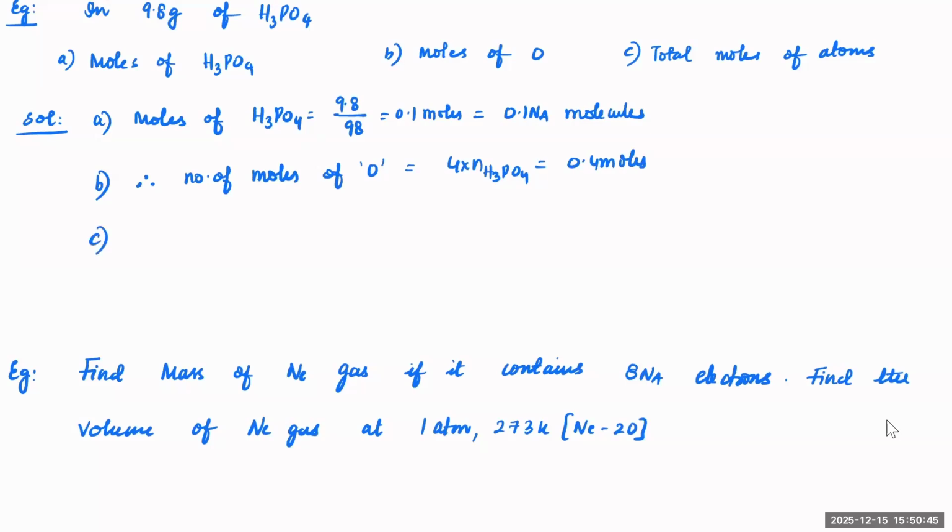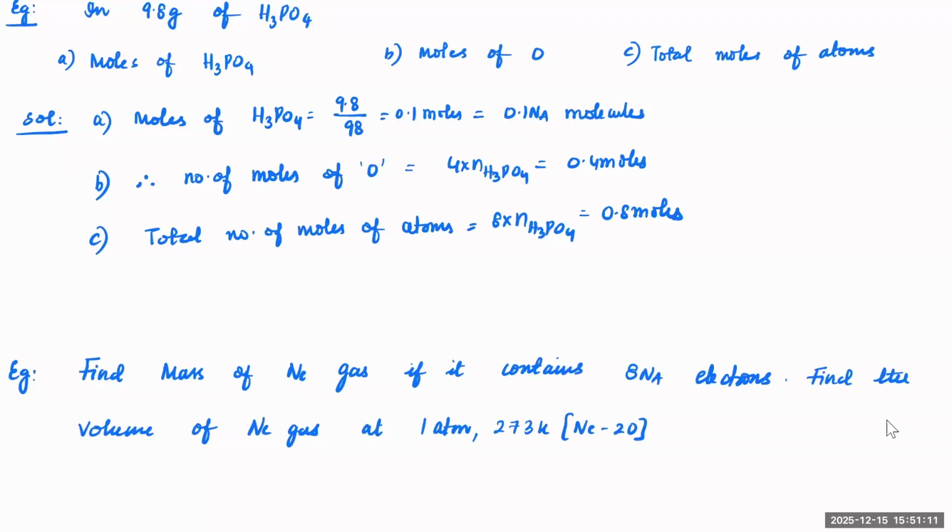Likewise, to calculate the total number of moles of atoms, see how many we have: 4 plus 1 is 5, 5 plus 3 is 8. So it is 8 times the number of moles of H3PO4, which makes it 0.8 moles. That's how they are related to each other.